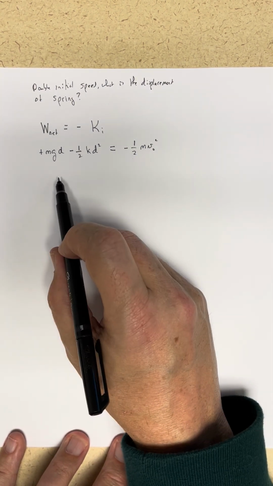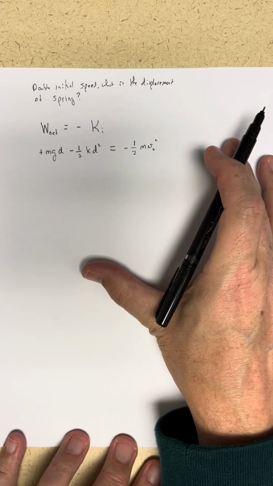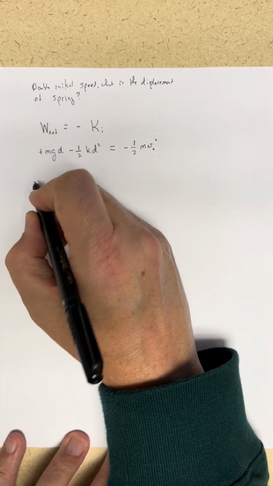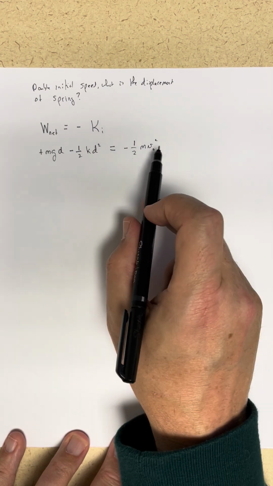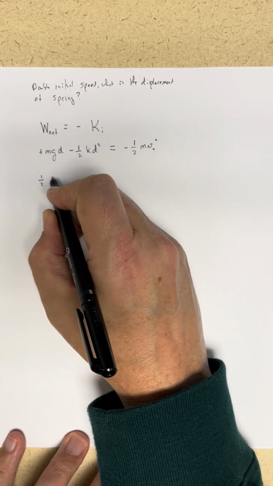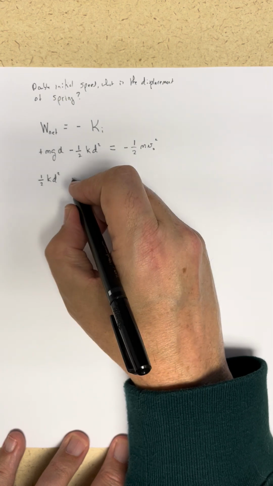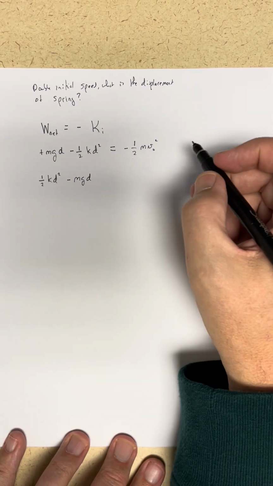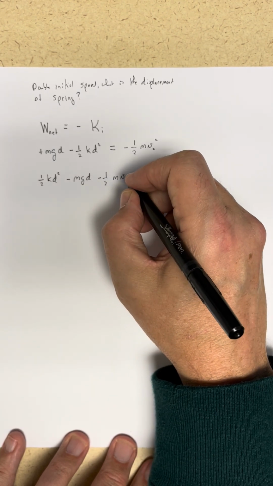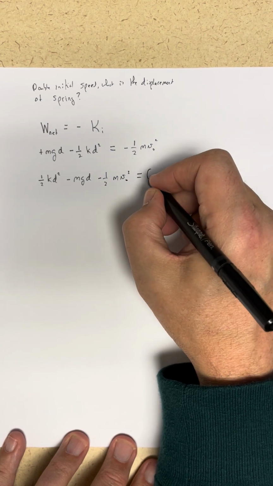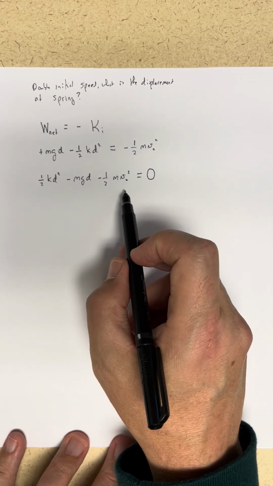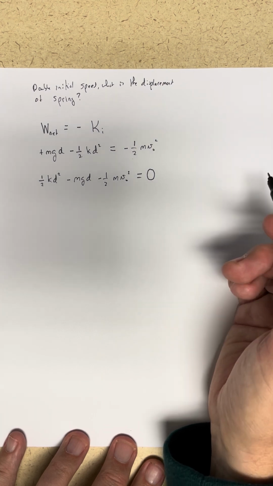All right, let me move everything to one side and set that expression equal to 0. Let's see what I've got. I'm going to order things a little bit here. Move this term to the other side and multiply everything by minus 1. We'll have a half k d squared minus mgd, minus a half m v initial squared equals 0. So we have a term that's quadratic in d, a linear term in d, and a term that's independent of d. So this is our old friend, a quadratic equation.